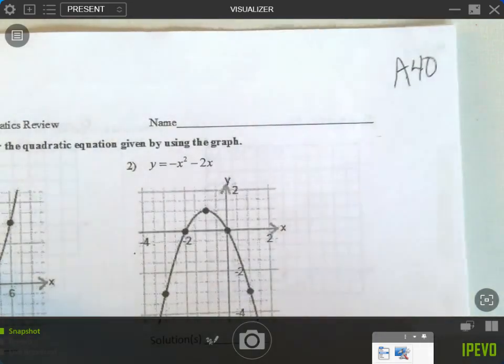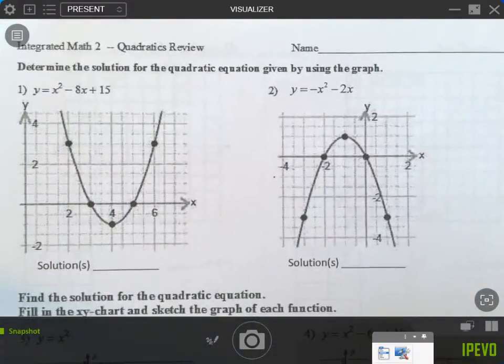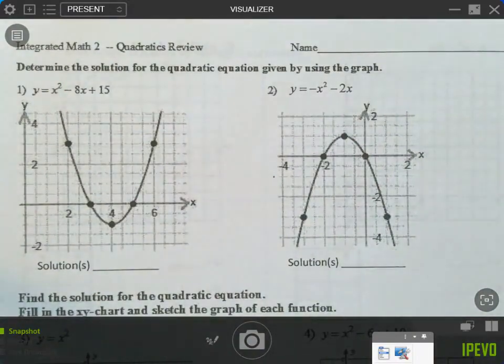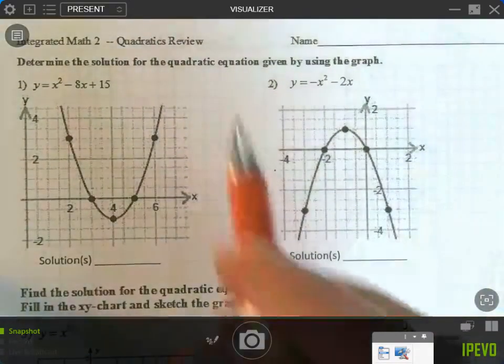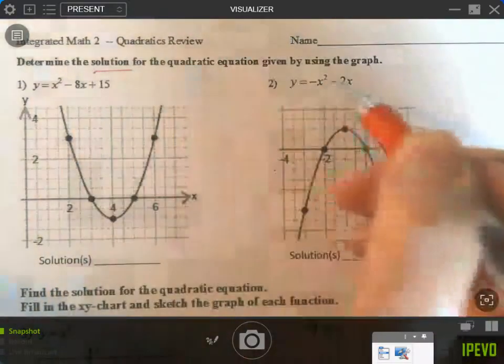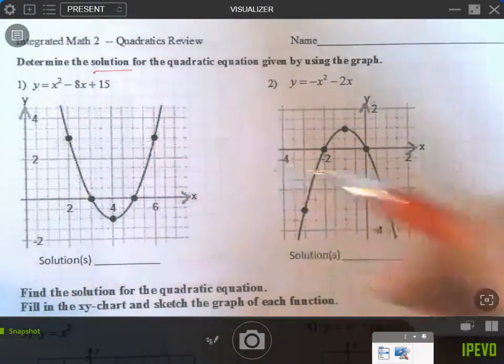All right, we're looking at A40. We're reviewing quadratics. So we're going to hit a little bit of each section to remind you of what you need to be doing here. So first things first, you got to read the directions because they change. This one says determine a solution for the quadratic equation given by the graph.